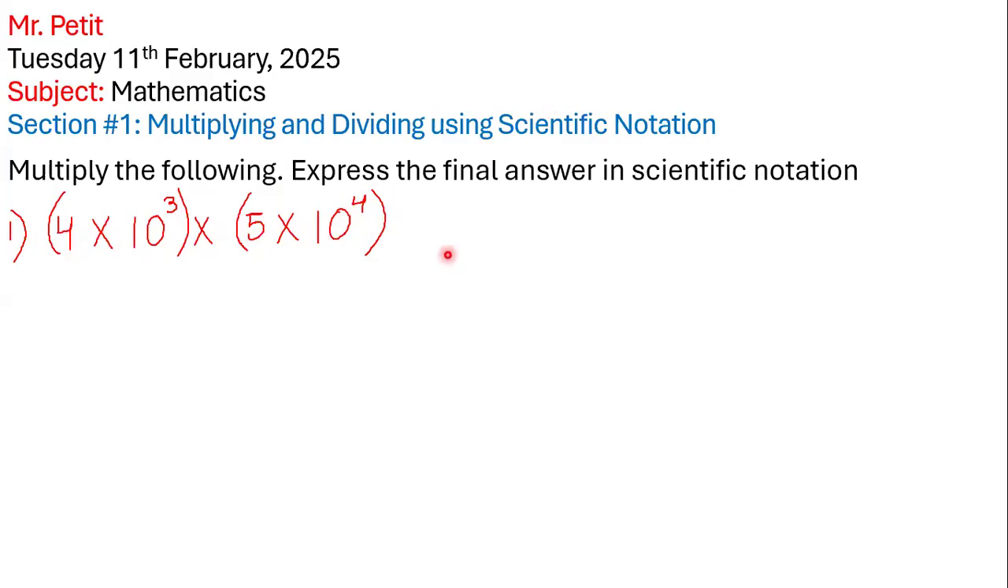Go ahead. So I think first, we have to find the answer in the brackets first, and then we multiply those numbers. And then we do it into scientific notation.